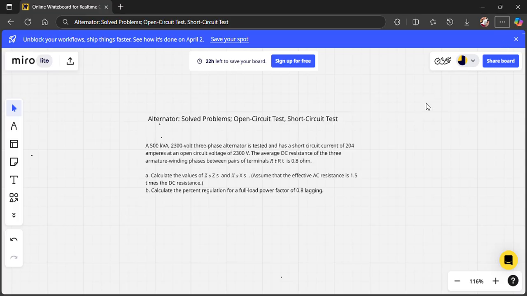So hi guys. So let's solve alternator problems: open circuit test, short circuit test.